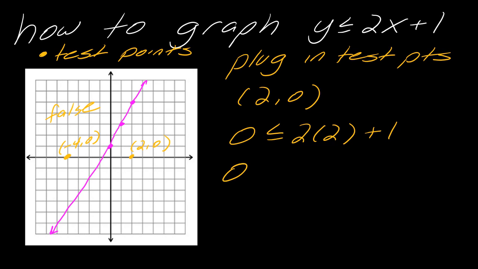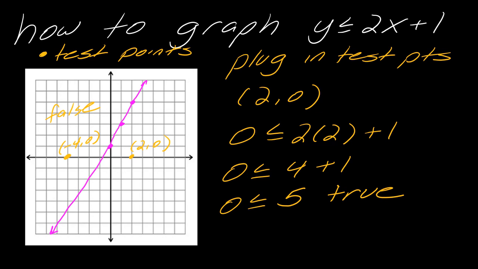So I've just plugged that point in. So I get 0 is less than or equal to 4 plus 1. So this is 0 is less than or equal to 5. And this is true, right? So this side is true. So what does this actually mean? I have this side I've written as false and this side I've written as true.